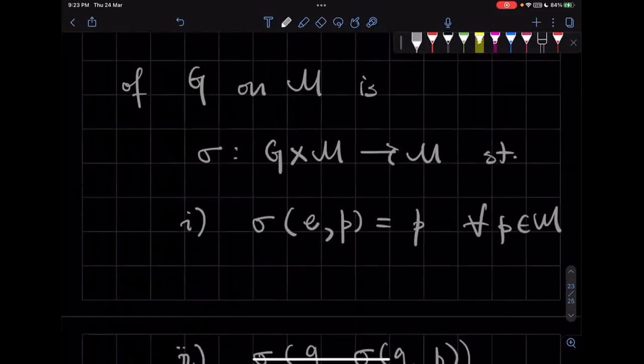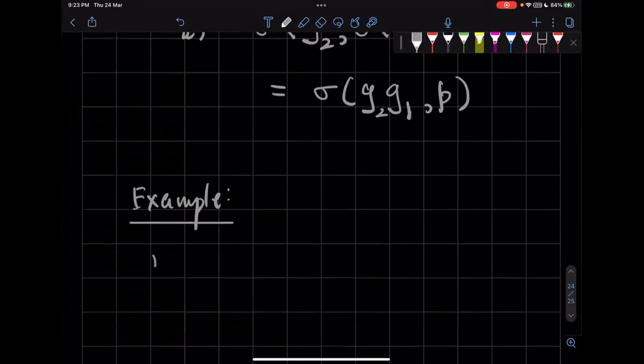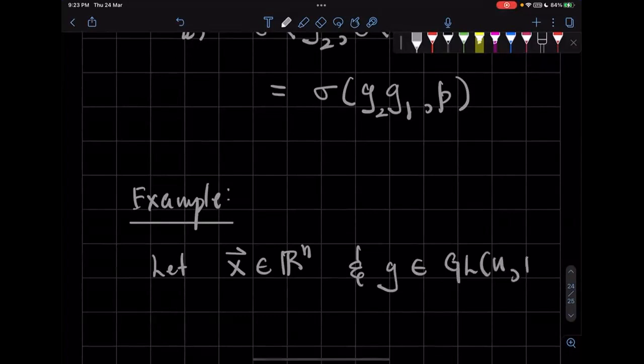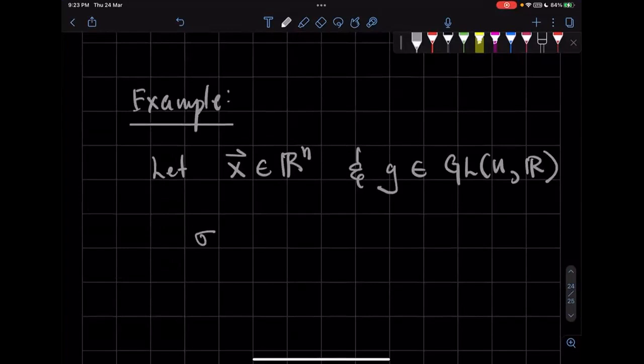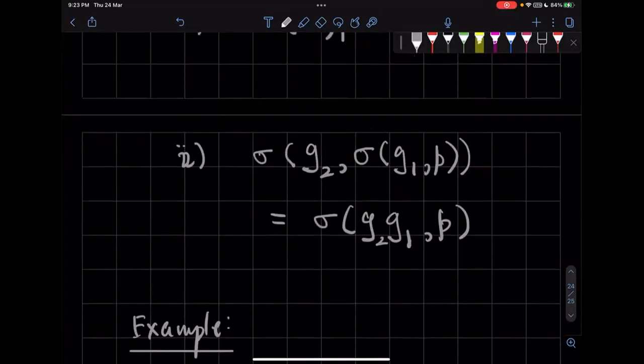Okay, any questions about what is meant by the group action on a manifold? Okay, let me give you an example. So let, say, X be a vector in Rn, and say G be an element of, say, GL n R. Then the group action defined by G acting by matrix multiplication on X is a group action. And you can verify that it satisfies these two properties, okay?